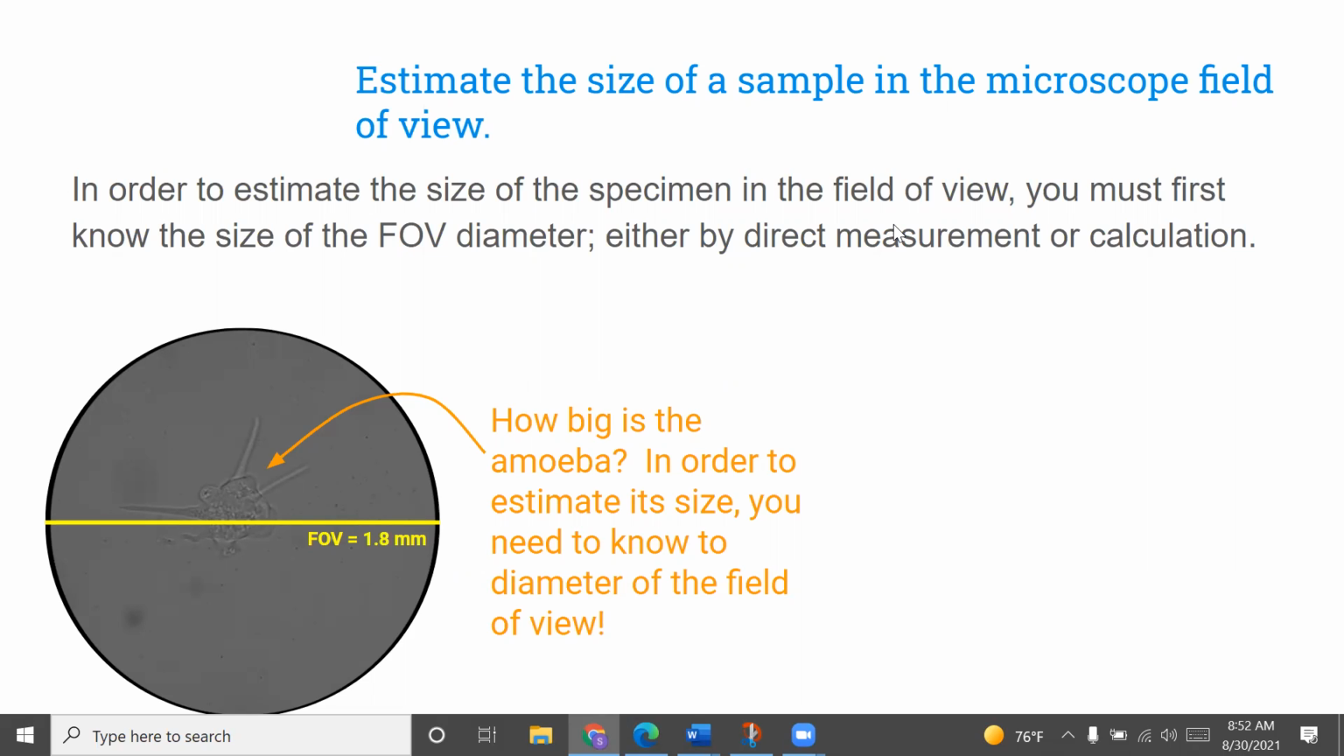So for this, we have a question here. We've got an amoeba underneath our microscope, and we want to know how big that amoeba is. In order to estimate its size, you need the field of view, and we can find that either by calculating it with a ruler or using the formula that we just practiced. So how do we use that information to actually find the size of the organism? All right, go to the next one.